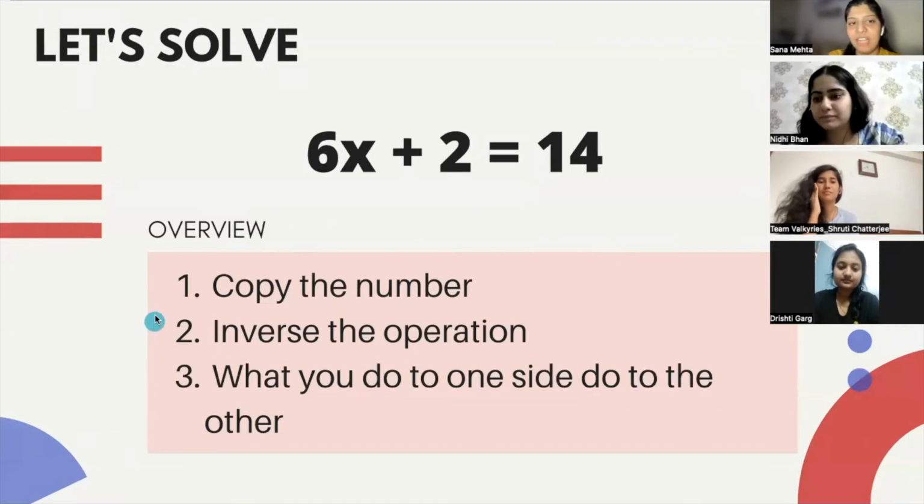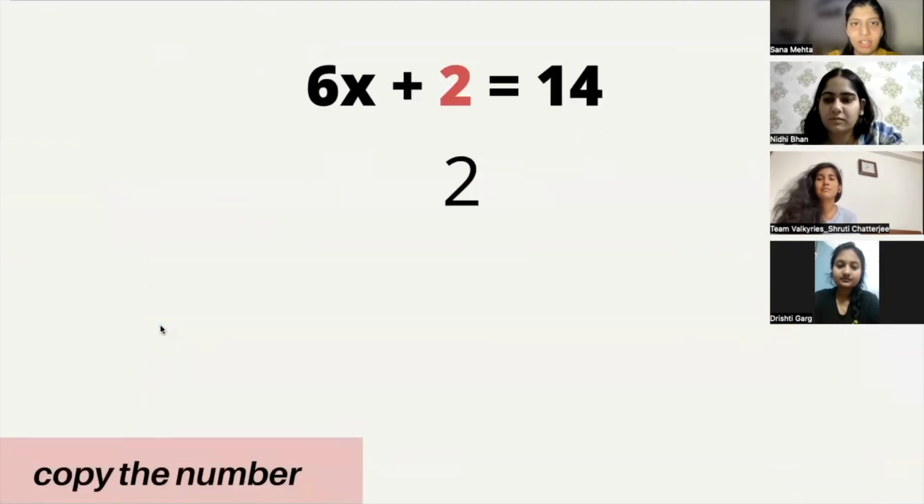To solve this, we will have three important steps: copy the number, inverse the operation, and what you do to one side, do it to the other. So let's start. As we said, the very first step is copy the number. Whenever we start solving this equation, we start from the left side and look at the constant term. The number here is 2. So we copy the number, we write down 2.